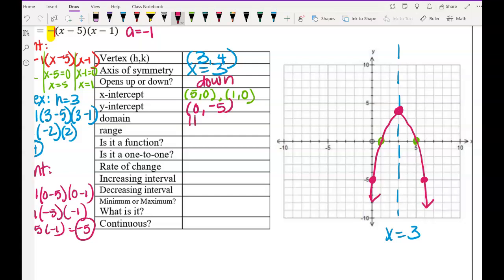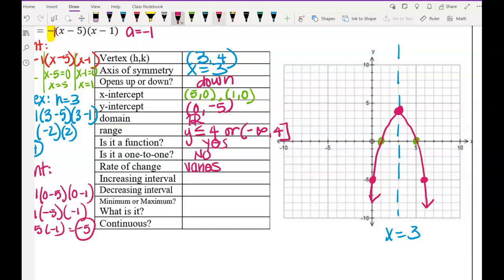The domain is always all real. The range is going to be y less than or equal to 4, or negative infinity up to 4 and then bracket. Is it a function? Yes, it is. It is never a one-to-one. So no, the rate of change we are going to write varies.